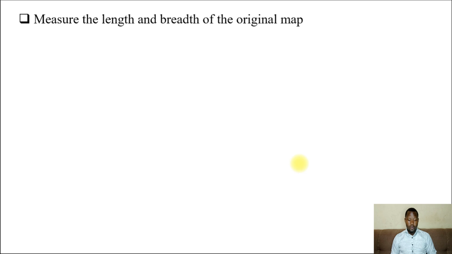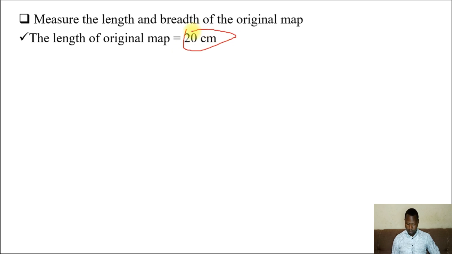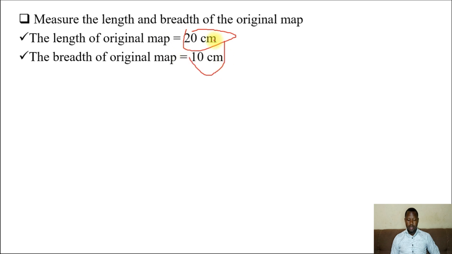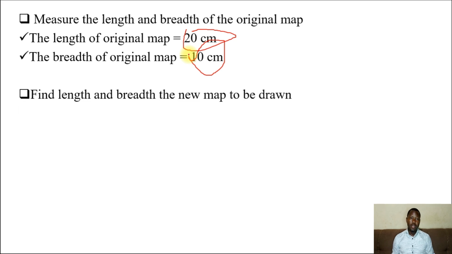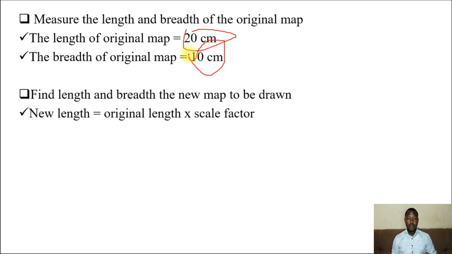Now, we have finished the measurement of the map. What do we do next? We note down our measurements. So the length of the original map that is given to us is 20 centimeters. As you can see here, the length of the original map is 20 centimeters. Then the breadth of the map is 10 centimeters. So we have to find the new breadth and new length for our new map. So how do we find that?